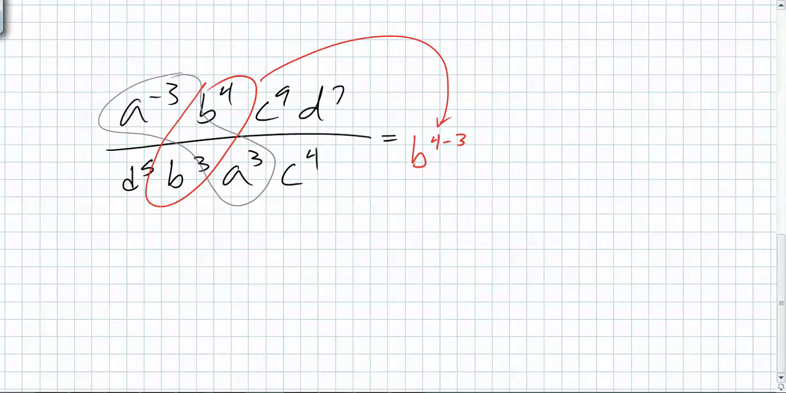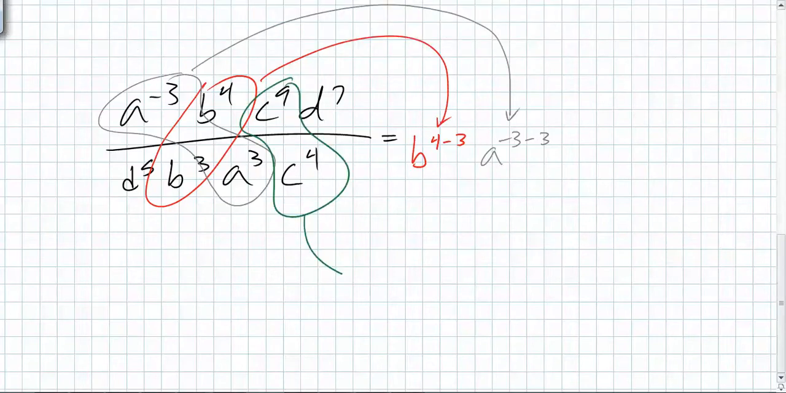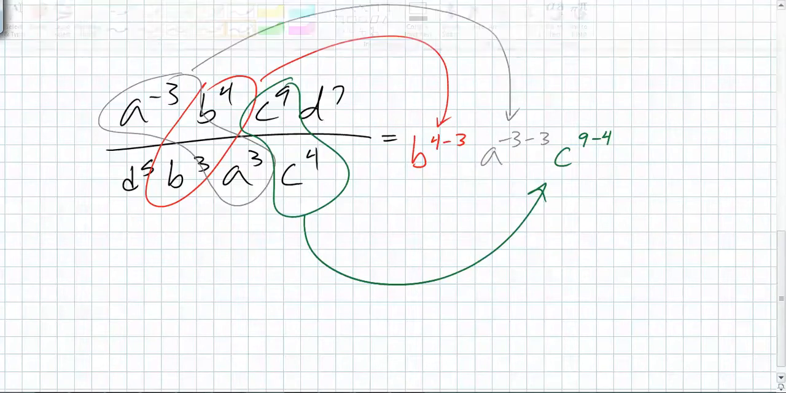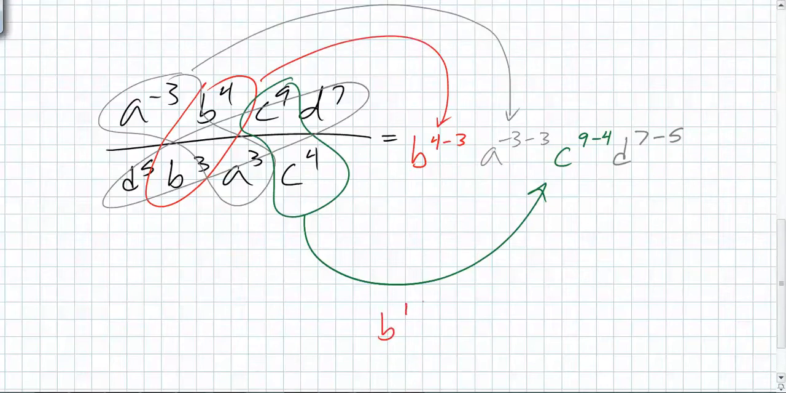Let's do this one. How do you do this one? A to the negative 3 over a to the 3rd. It's going to be a to the negative 3 minus 3. Exactly. That one's right there. What about, let's say, c's right here? That's going to be c to the 9 minus 4. So c to the 5th, you're absolutely right. Yes, that's correct. And then what about the d's right here? D to the 7 minus 5. So what do you end up with? B to the 1. So you could just write b because you don't need the exponent.